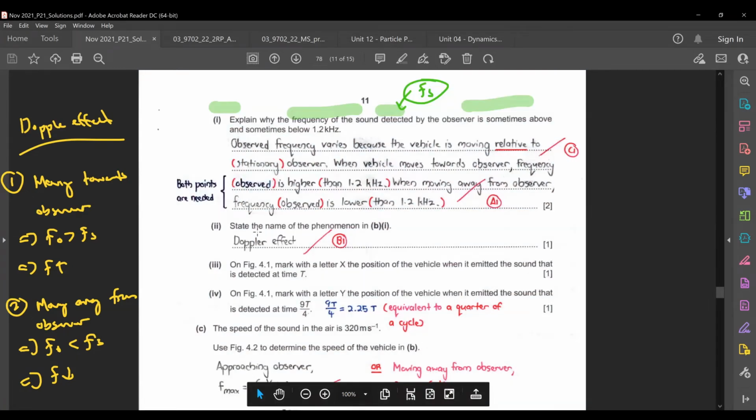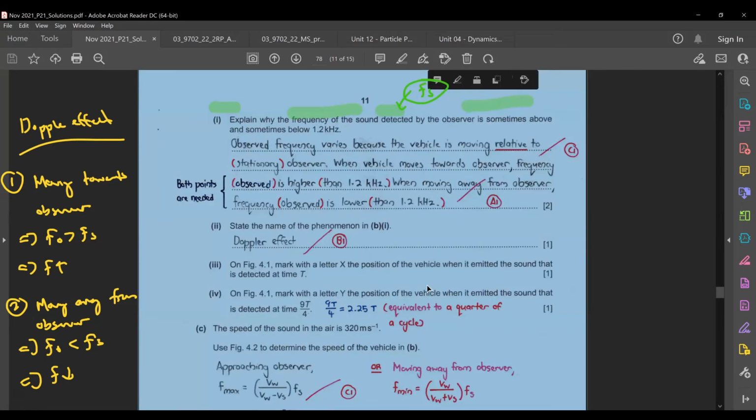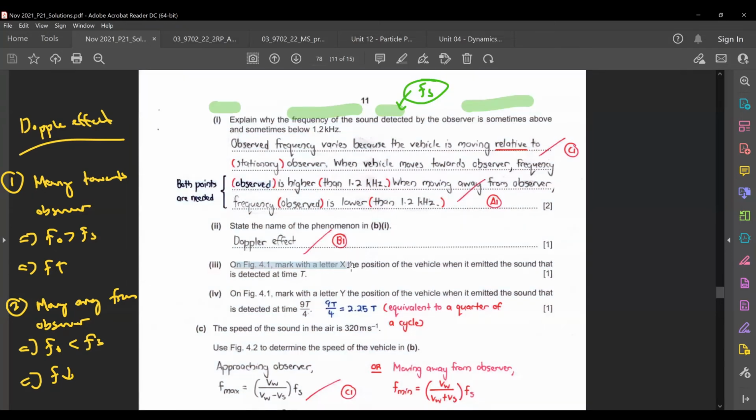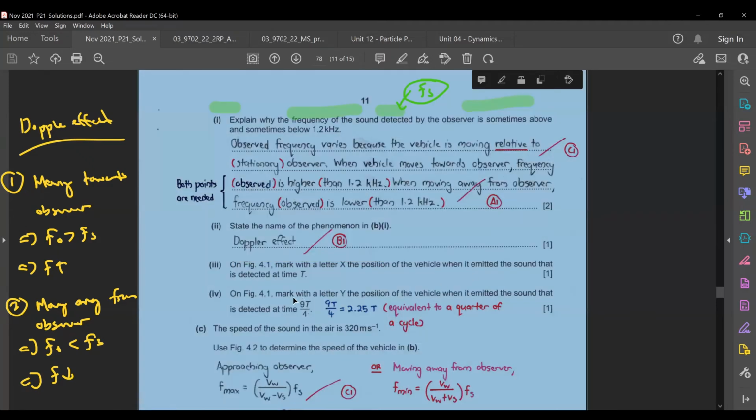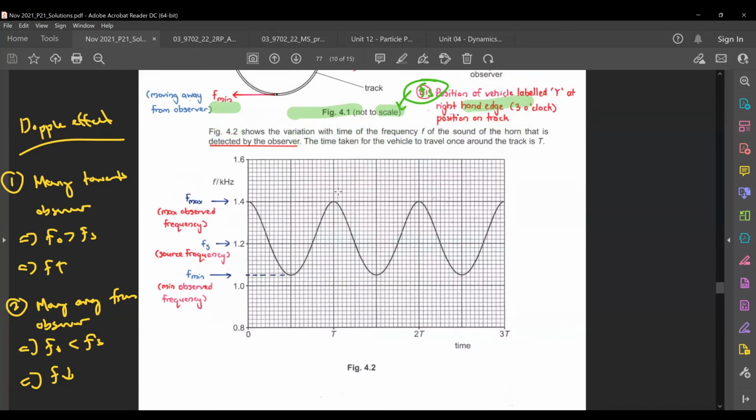Okay. Then state the name of the phenomenon in B1, which you've just explained. That one is Doppler effect. Okay. Now then on figure 4.1, mark with a letter X the position of the vehicle when it emitted the sound that is detected at time T. Okay, time T is this one, right? T is this part here.